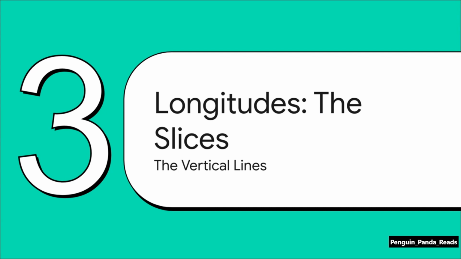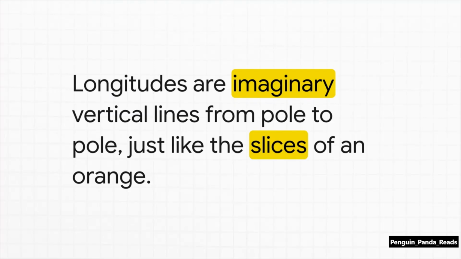Okay, awesome. So we've got our north-south positioning totally figured out with latitudes, but that's only half the puzzle, right? We still need to figure out east and west. And for that, we need our second set of lines, the longitudes. Now, these are totally different from latitudes. Longitudes run vertically, north to south. They stretch from the North Pole all the way down to the South Pole.